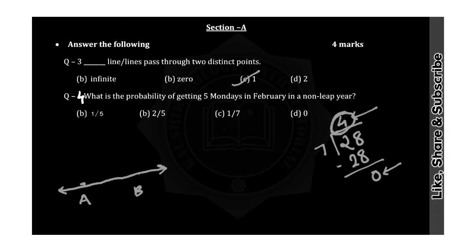Now if 4 weeks are possible, that means there are 4 Mondays, 4 Sundays, 4 Tuesdays, 4 Wednesdays, 4 Thursdays, 4 Fridays and 4 Saturdays. And here it is asking about 5 Mondays, and therefore that event is an impossible event, and the probability of an impossible event is always 0, and therefore your right answer is option D.